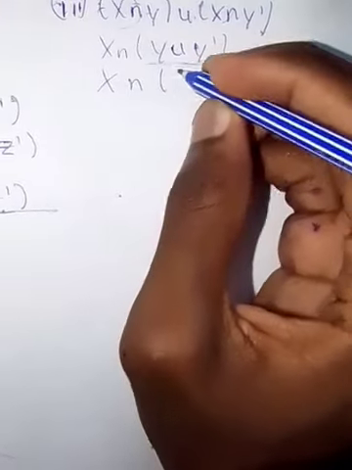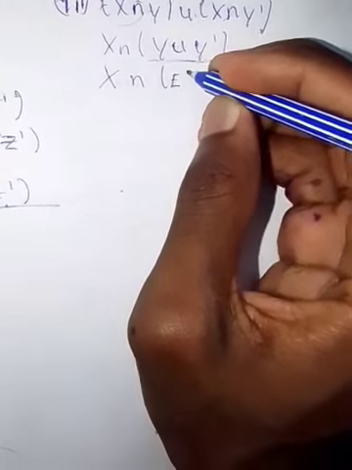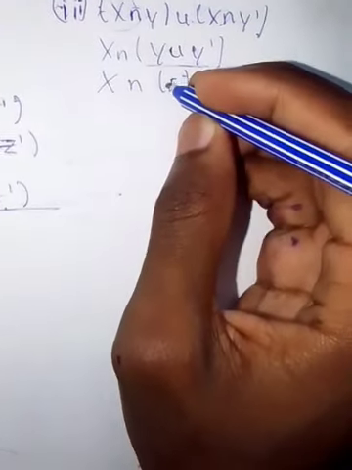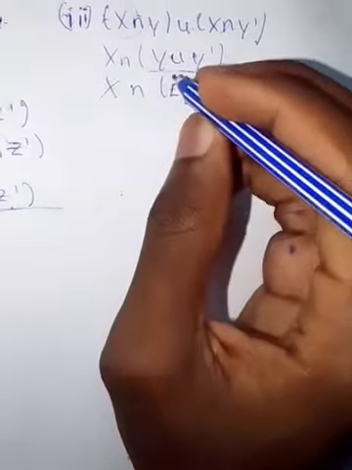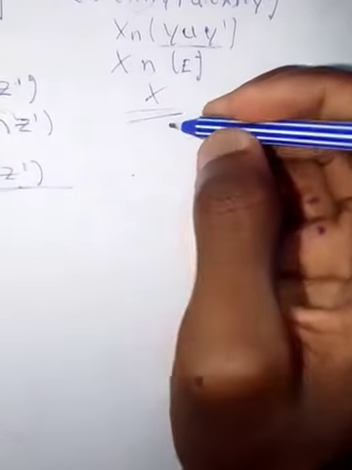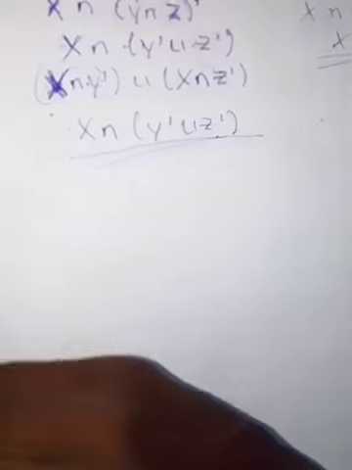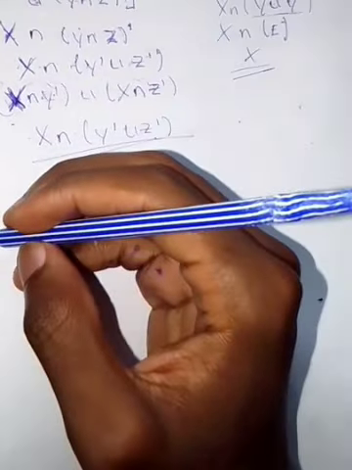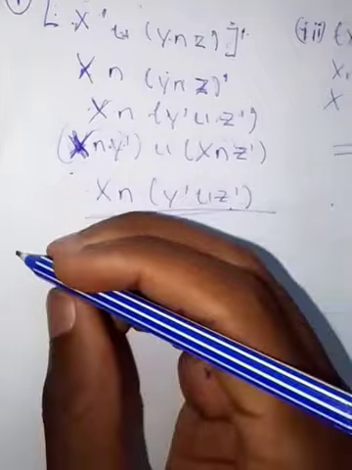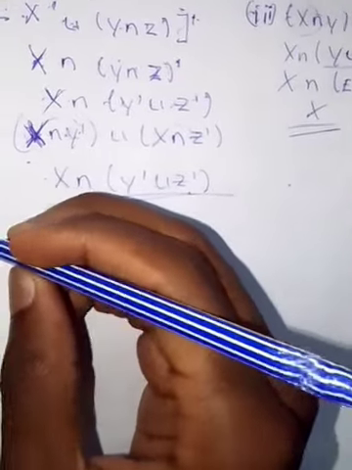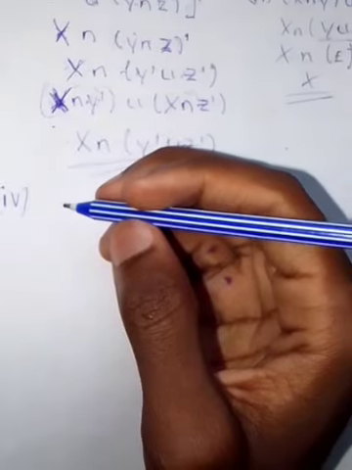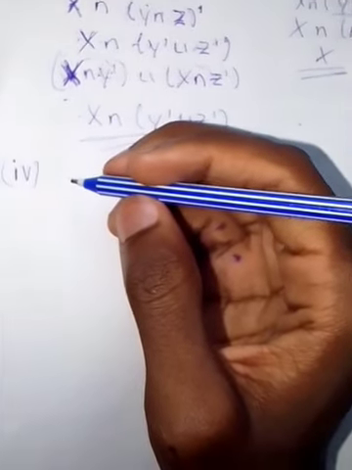And now remember, we can simplify this, right? We are going to have a universal set. Remember the identities: when we intersect any set with the universal set, we are going to get back the set itself. So here the answer is simply x. So we go to question 4.